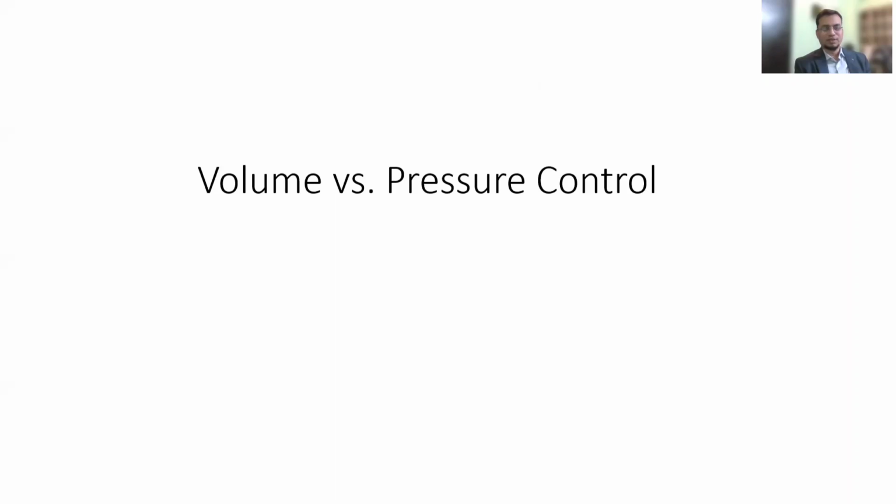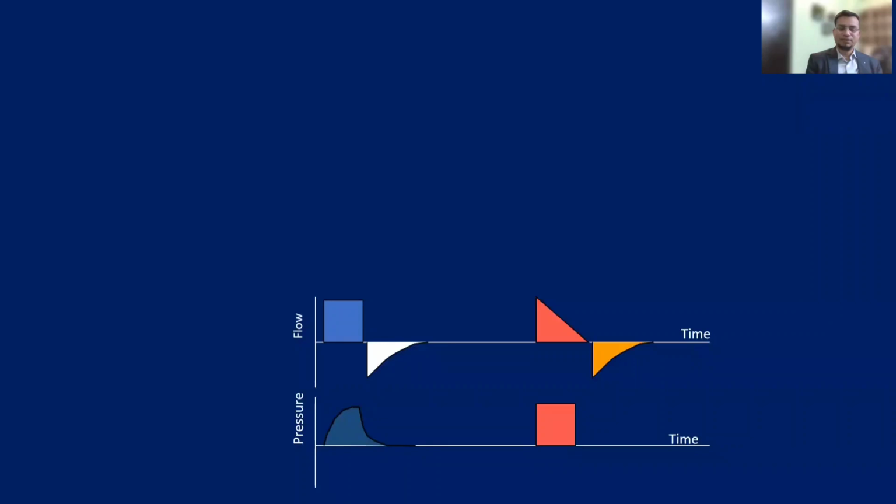Control modes are classified into volume control and pressure control. Fundamentally, in volume control, tidal volume and flow rate are set or fixed, and in pressure control mode, inspiratory pressure is set or fixed. So we'll understand it better here.